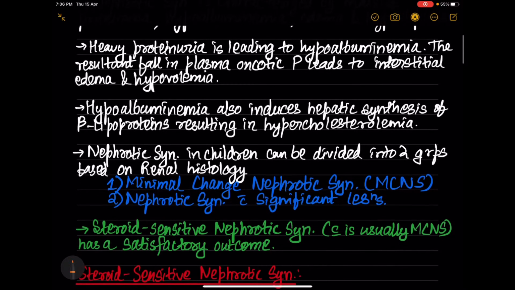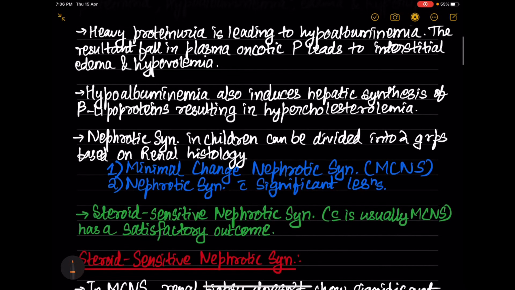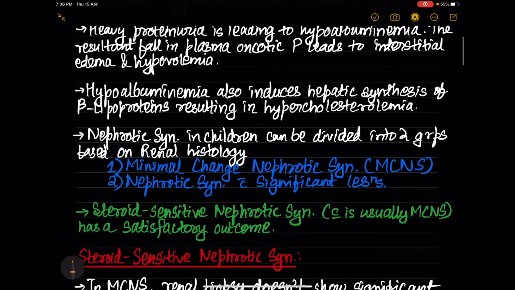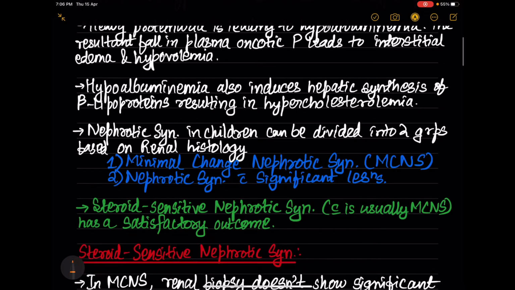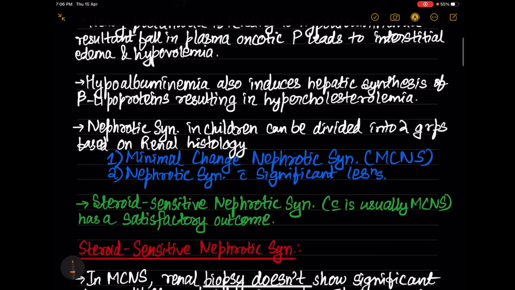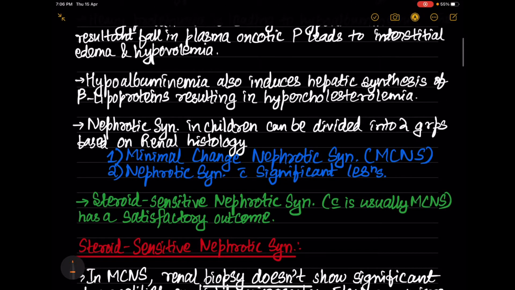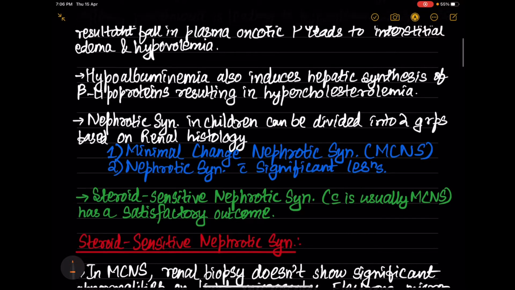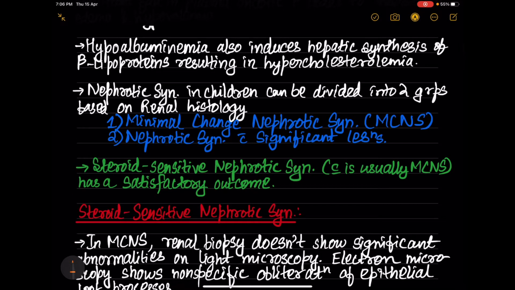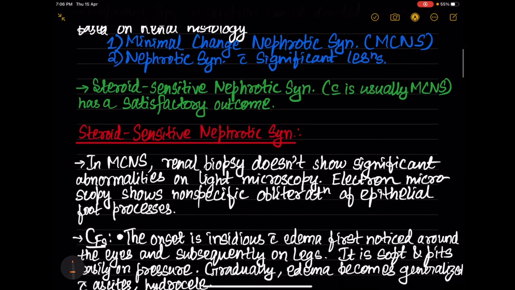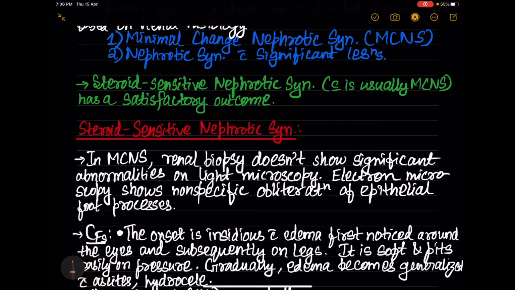Now, nephrotic syndrome in children can be divided into two groups based on renal histology. One is minimal change nephrotic syndrome, and the other one is nephrotic syndrome with significant lesions. Steroid sensitive nephrotic syndrome, that is basically minimal change nephrotic syndrome, has a satisfactory outcome after the treatment with drugs. So, let us first start with steroid sensitive nephrotic syndrome.